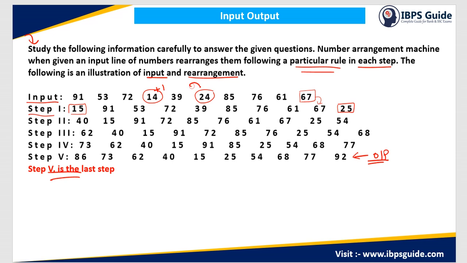Now again we have to look at the second lowest, which is 24, add 1 to it, then this will become 25, and write it on the right hand side, right? So I think aapko logic samajh aa gaya hoga.